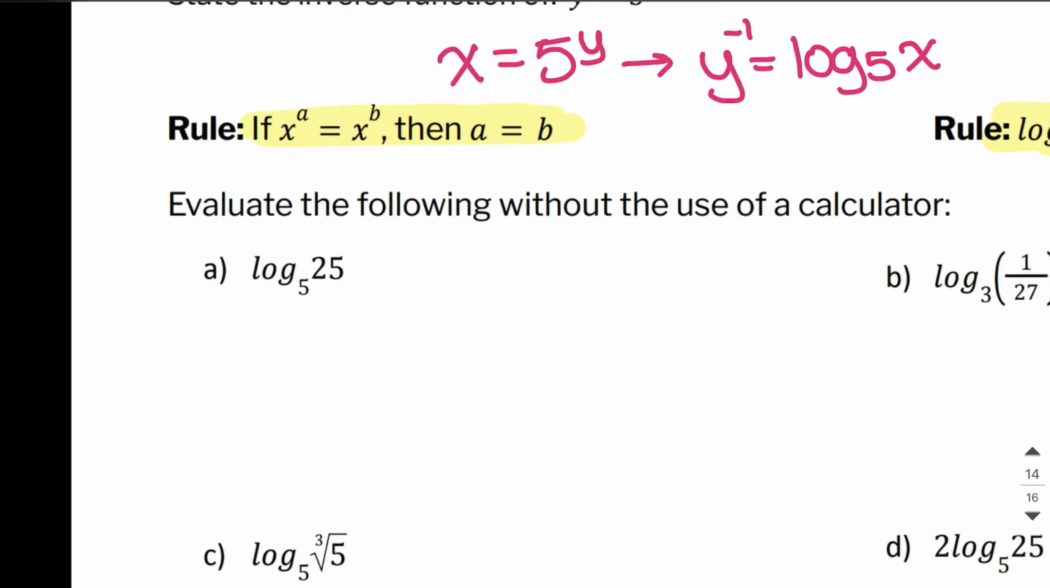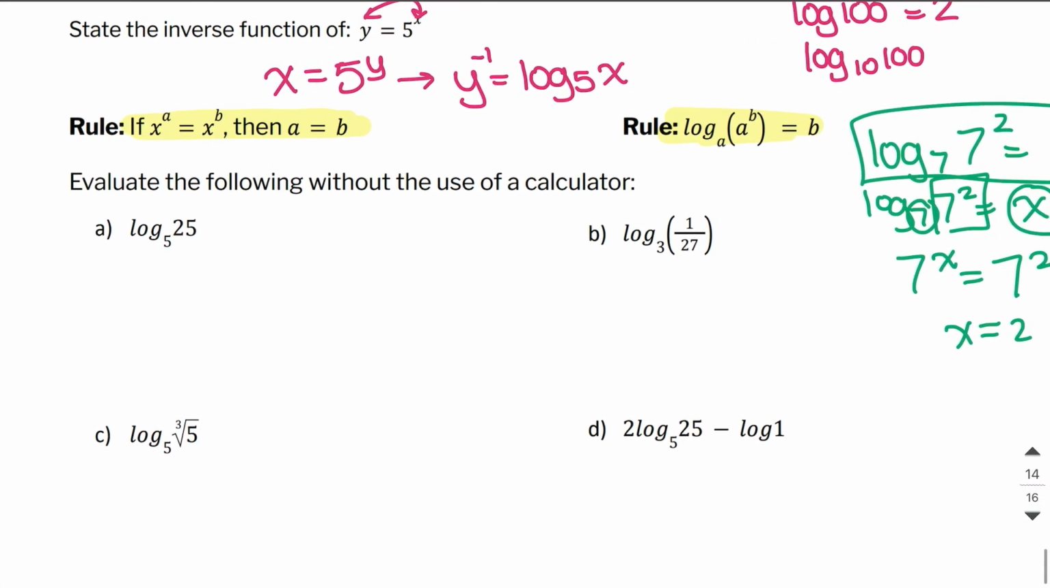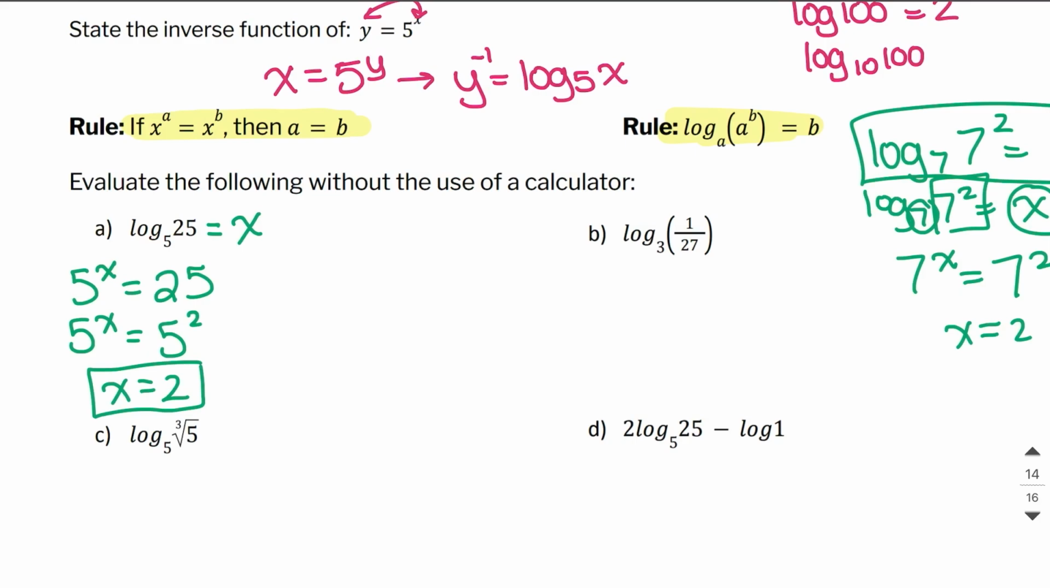Okay, so evaluate the following without the use of a calculator. We're going to use both rules in this first example here. So one way you could do this is by using the first rule. I'll call this x. I'll set this equal to x. So now what this is saying is 5 to the power of x equals 25. Get a common base, which is 5. So therefore x equals 2.